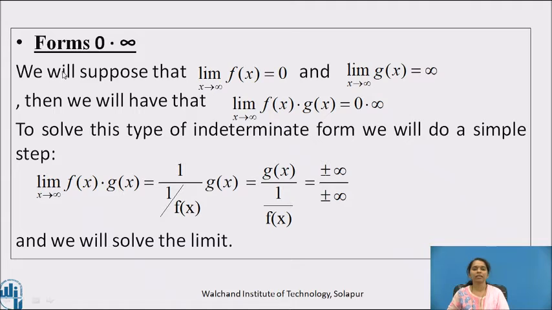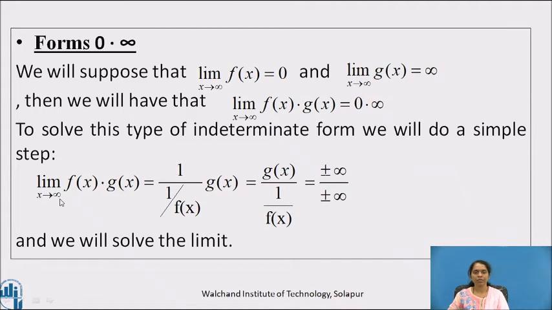Now let us see the form 0 into infinity. We will suppose that limit x tends to infinity f of x is 0 and limit x tends to infinity g of x is infinity. Then we will have that limit x tends to infinity f of x into g of x is equal to 0 into infinity. To solve this type of indeterminate form, we will do a simple step.